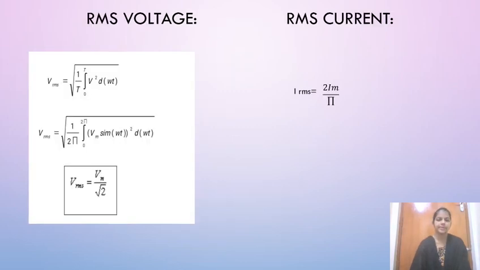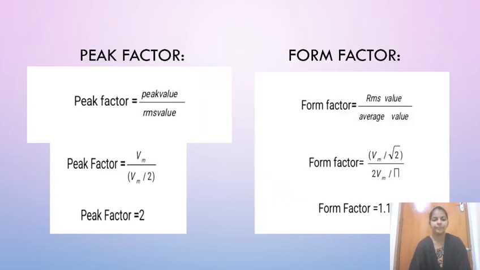Next, RMS voltage. RMS voltage for a full wave rectifier is Vrms equal to Vm by root 2. And RMS current, IRMS, is equal to 2 Im by pi. Next, peak factor. Peak factor is equal to peak value divided by RMS value. The peak value of a full wave rectifier is Vm and the RMS value is Vm by 2. So peak factor is equal to 2.